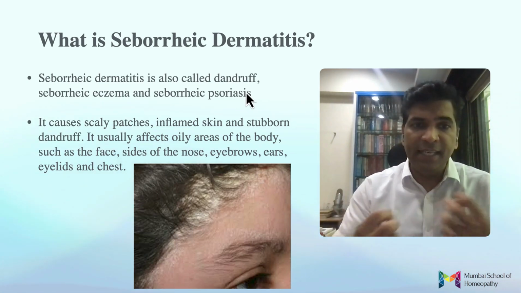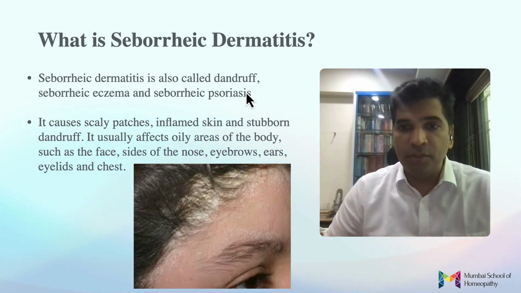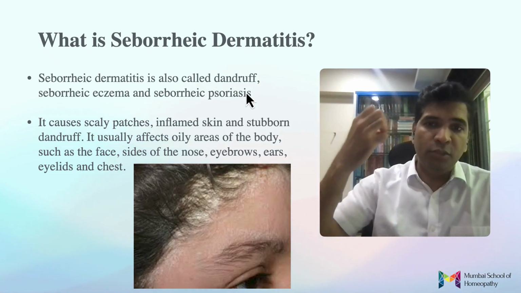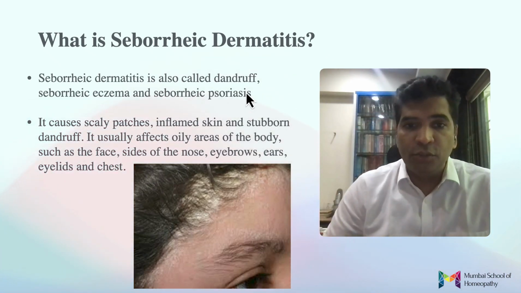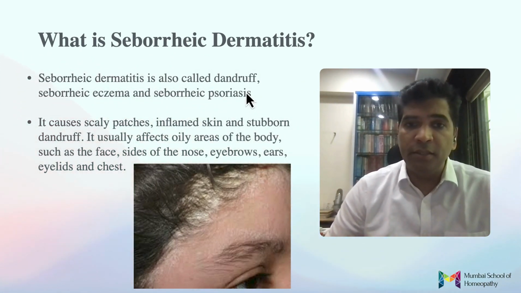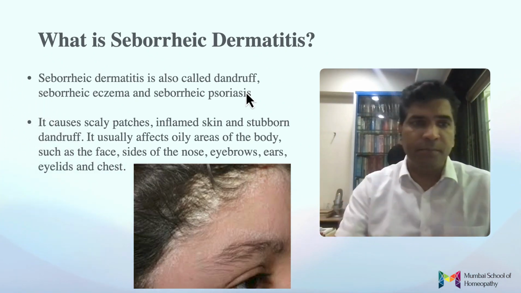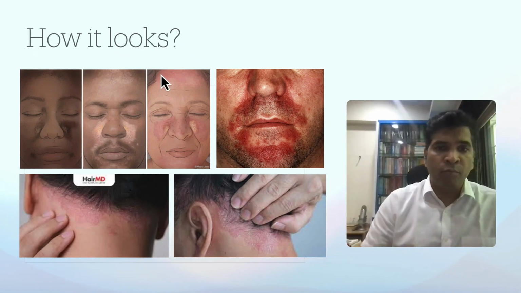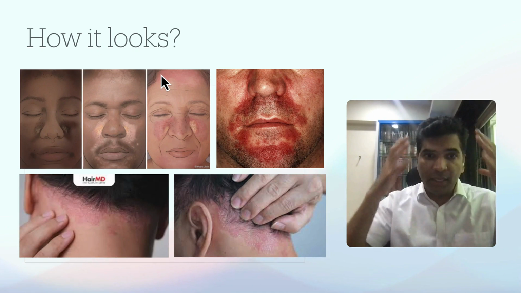It causes scaly patches, and itching because of the inflammation. And when you scratch, you get those scales in your hand or in your nails. So this is what happens in seborrheic dermatitis. As I said, seborrheic dermatitis is also dandruff, but it can have other manifestations other than the scalp.